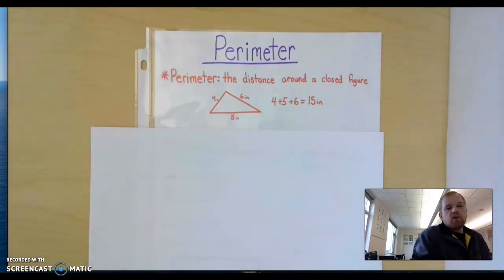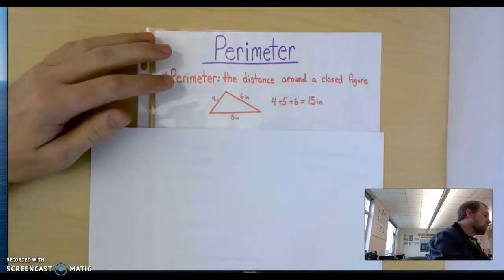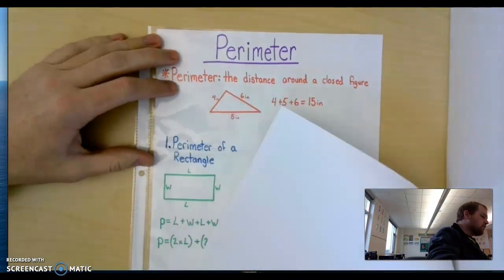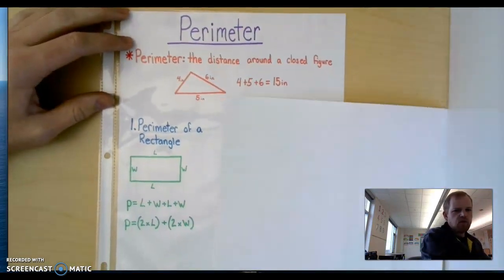Now, there are a couple of special figures where we have a formula where we can actually plug in. So we're not just adding this time. Now we can use a formula, a way to figure it out by using our math skills. So the first one we're going to take a look at here is our rectangle. All right, so the perimeter around a rectangle.